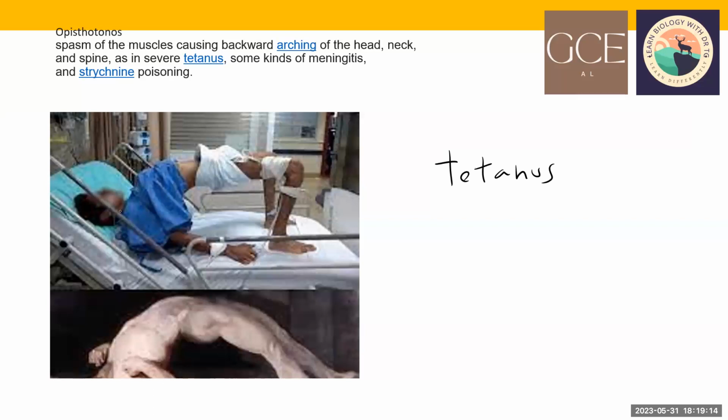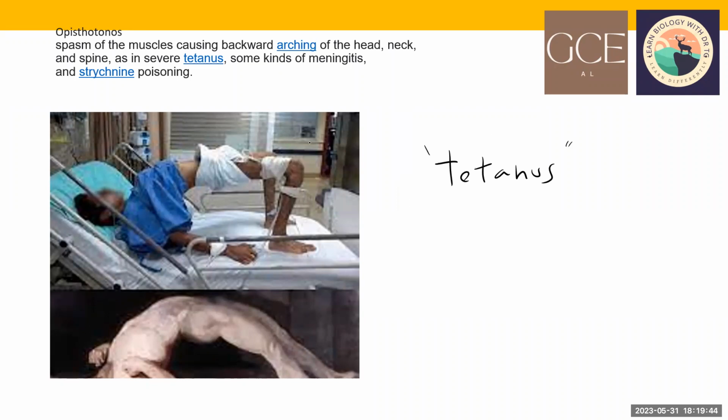opisthotonus, the backward arching of the head, neck, and the spine, because it affects the nervous system. The Clostridium tetani toxin affects the nervous system, and this person is showing this kind of body posture because of the toxin affecting the nervous system. So, not a simple thing.